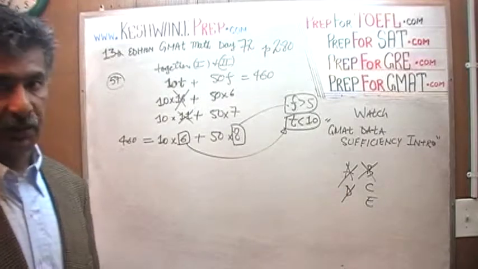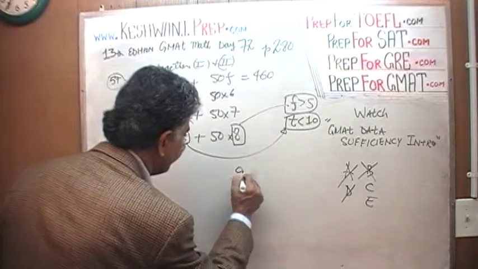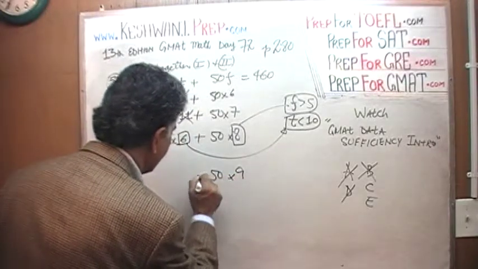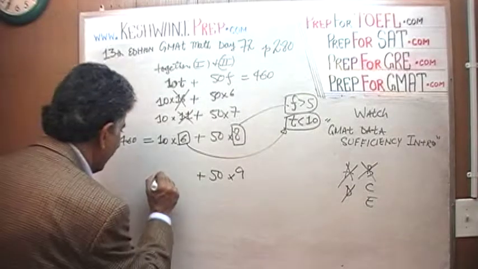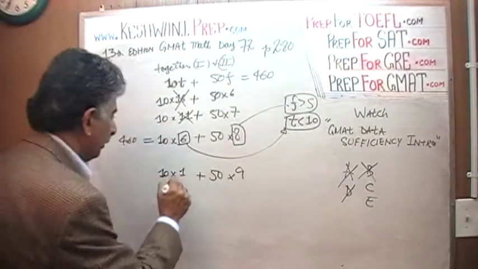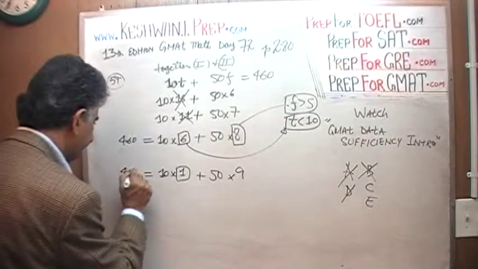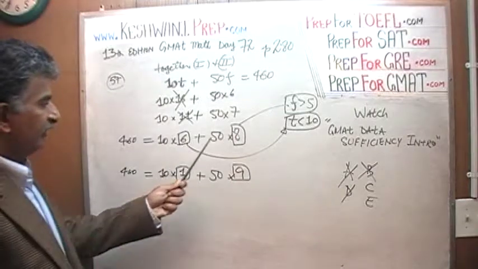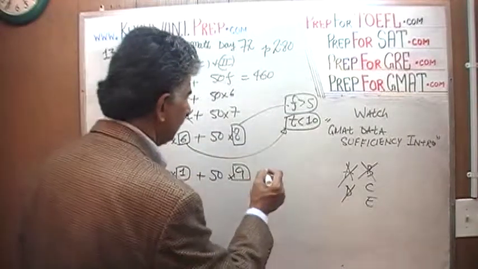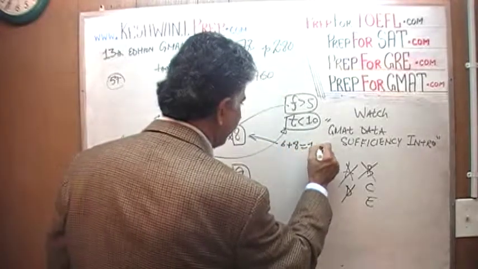But is that the only scenario? Is that the only possibility? Maybe we bought 9 of the $50 ones. If you buy 9 of the $50 ones, 9 times 50 is 450, and maybe we bought only one $10 one, and that will still add up to 460. So in this scenario, we have 6 plus 8, which is 14. We're buying 14 gift certificates.